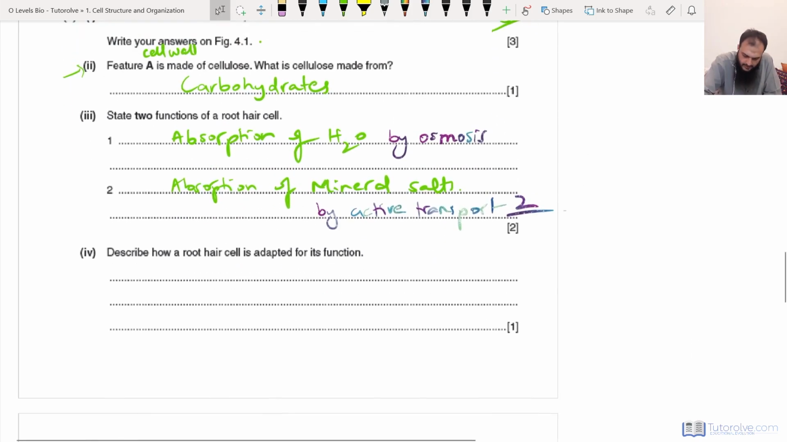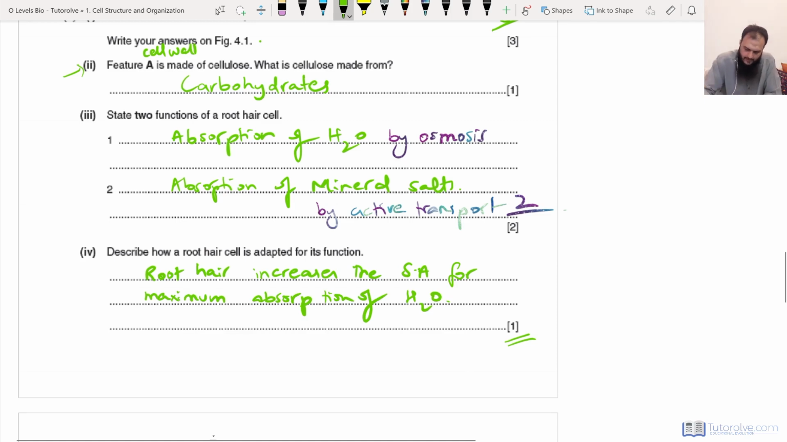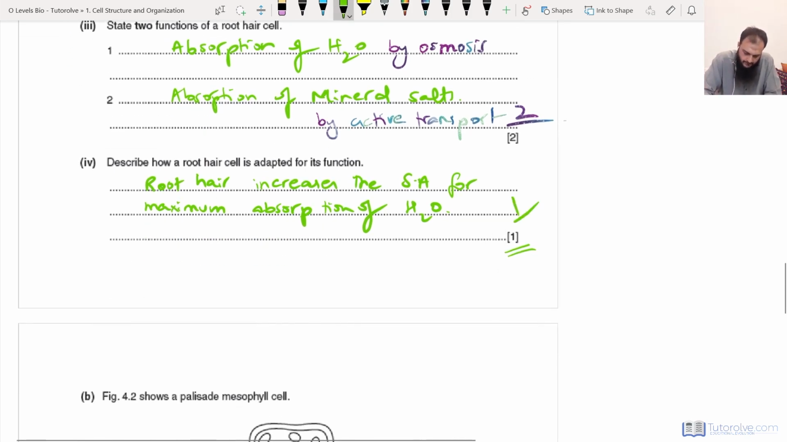Describe how a root hair cell is adapted for its function. It's just for 1 mark. So you only need to describe one feature, how it is adapted for its function. So we'll say that the root hair increases the surface area for maximum absorption of water. Okay, so that's one function. We get 1 mark here.